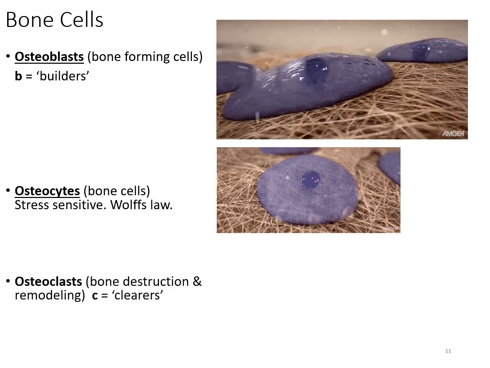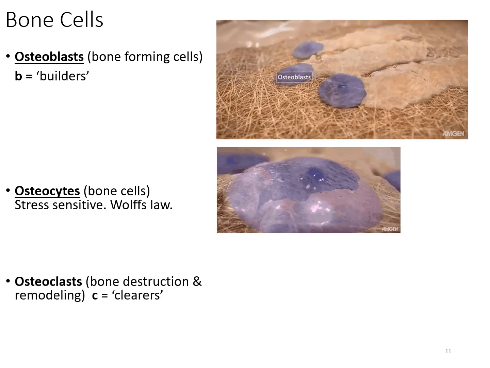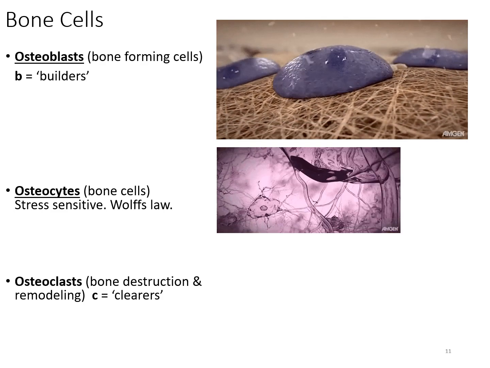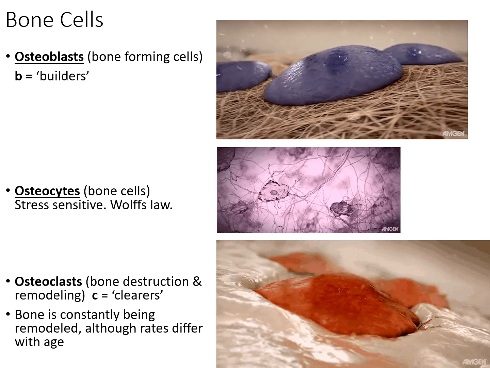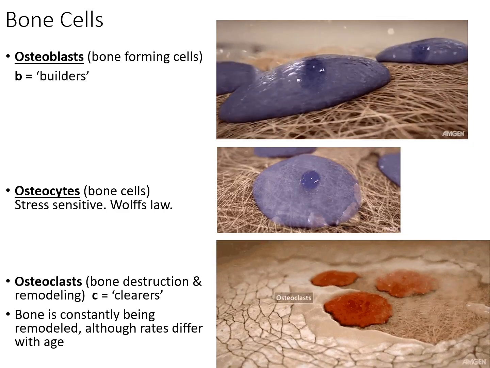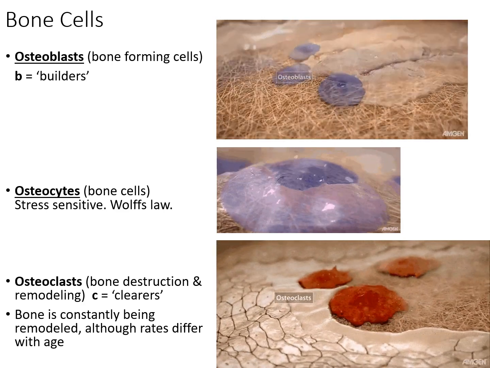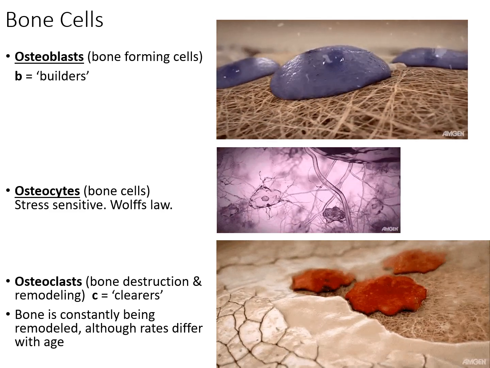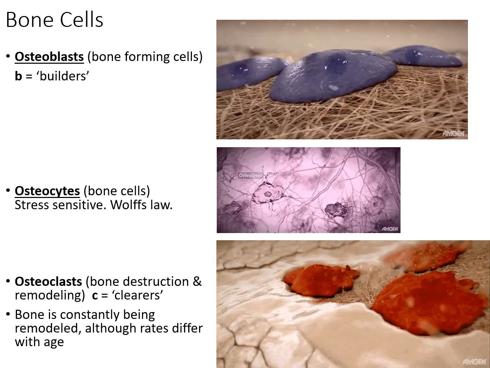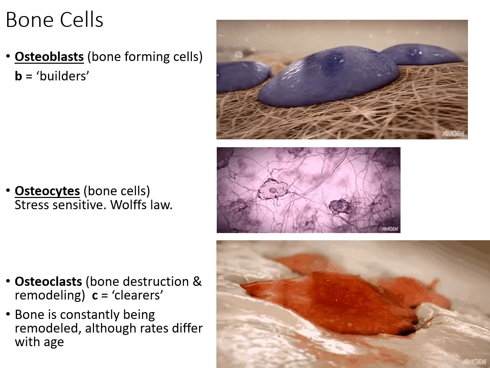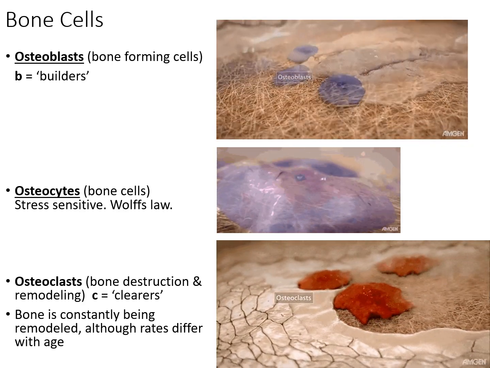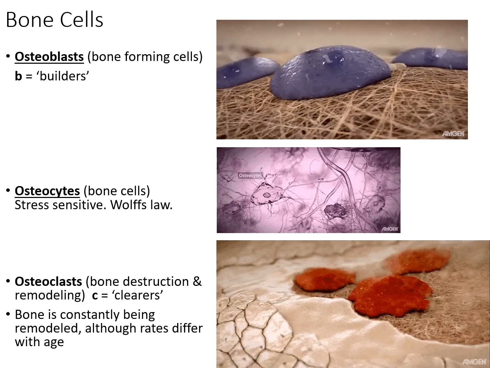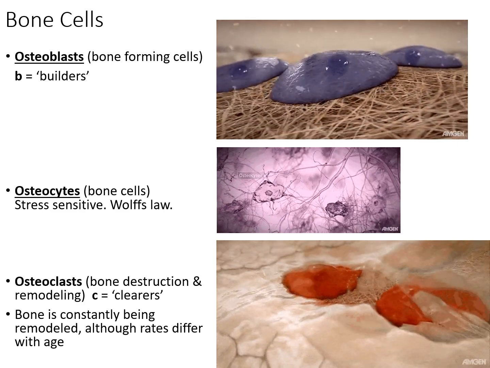Next we have osteoclasts. These are clearers or cutters. So your osteoclasts cut away bone, they eat away bone. Your bone itself is constantly being remodeled as we go through life, and the rate at which your bone gets remodeled differs with age. So once every couple of years, your entire bony architecture is pretty much replaced. It's renewed.